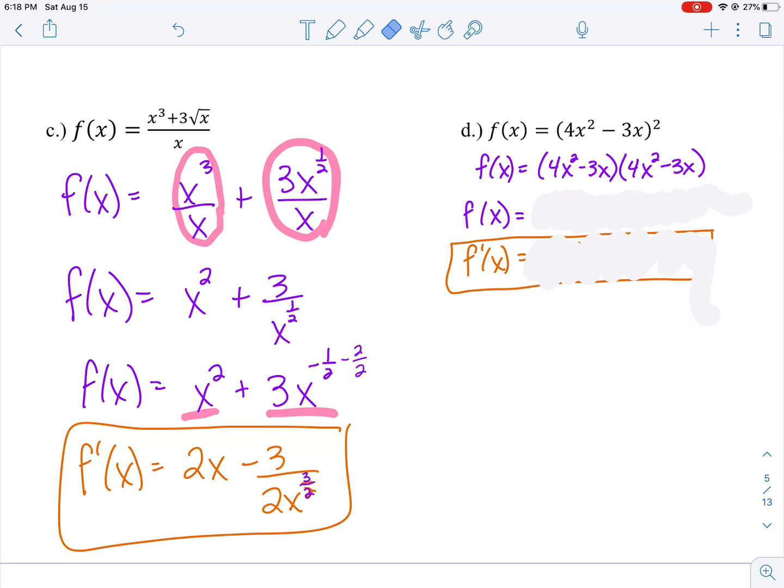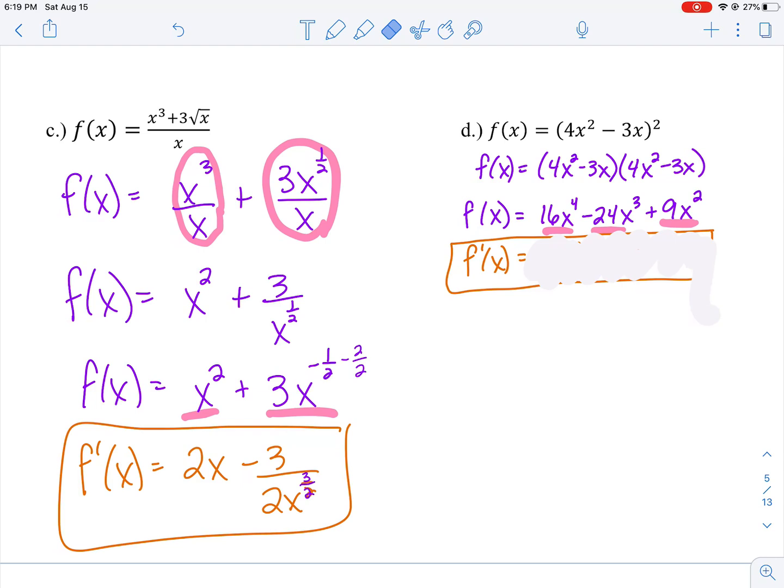So if I FOIL and combine my like terms, you might want to pause the video and do that real quick, you end up getting a 16x to the 4th minus 24x cubed plus 9x squared. And now I have three separate terms separated by plus or minus signs. All my variables are up in the numerator, and I should be able to use the rules that I do know to find the derivative of each term separately. But I had to do a little bit of work before I could get there.